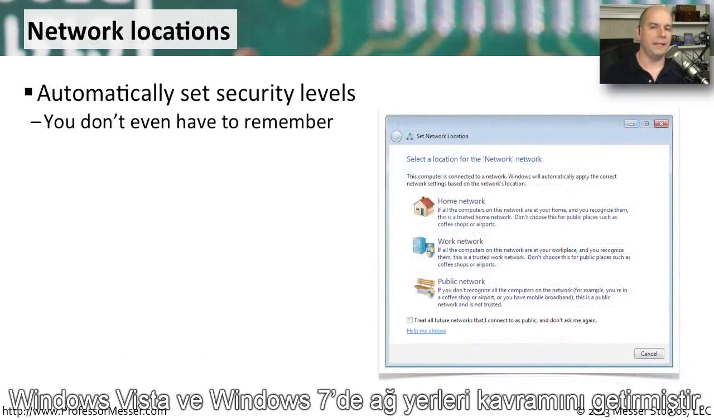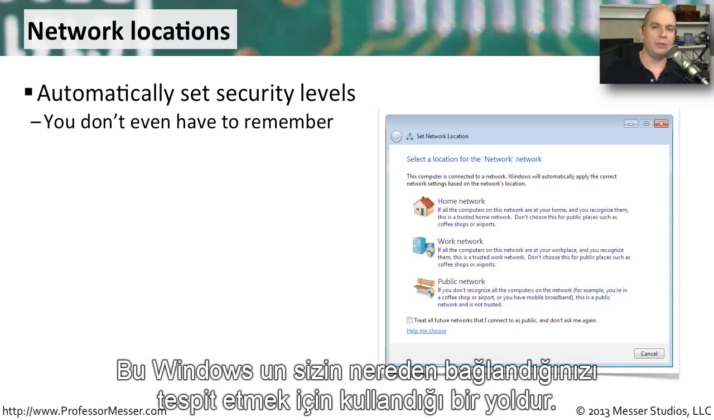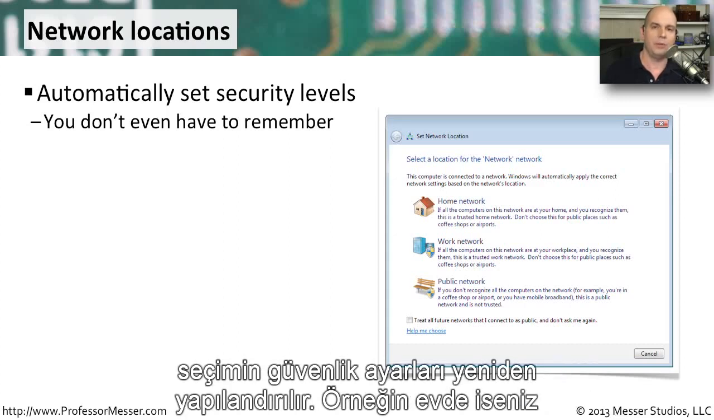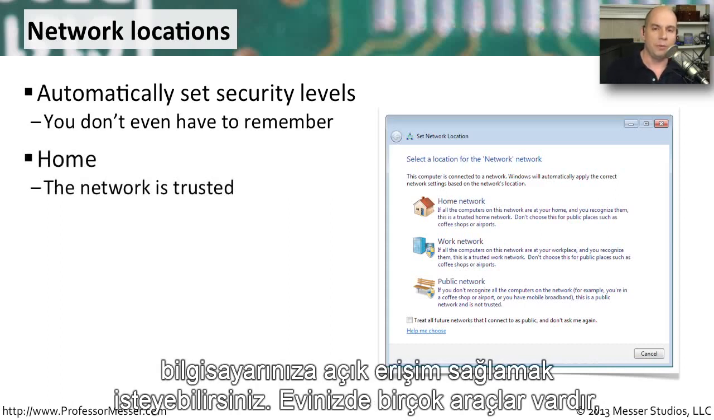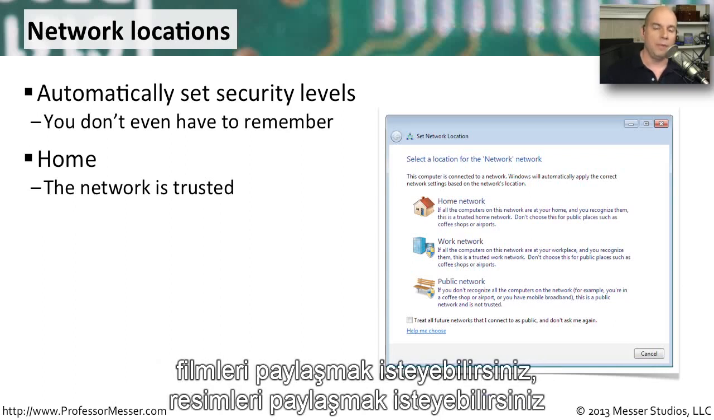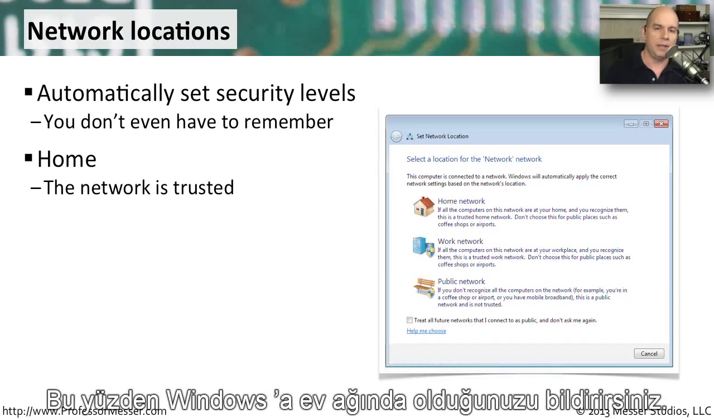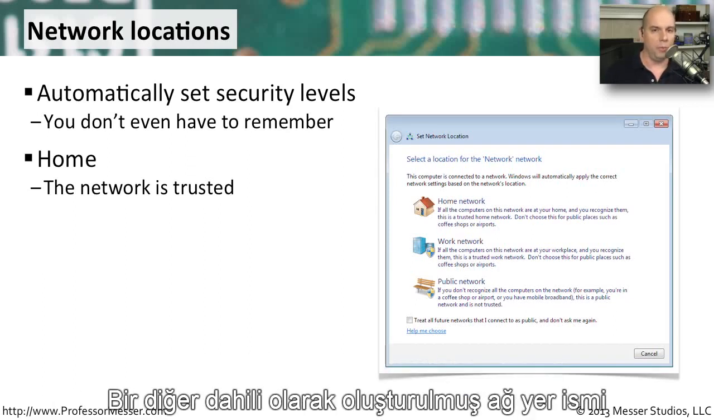Windows Vista and Windows 7 introduced the concept of network locations. This is a way for Windows to automatically determine where you might be connected, and it reconfigures its security settings to allow or disallow access to your computer depending on where you happen to be. For instance, if you're at home, you might want to provide open access to your computer. You might have many devices at home. You may want to share movies, you may want to share pictures, and you don't want to restrict anybody's access to your computer, so you would tell Windows that you are on the home network.